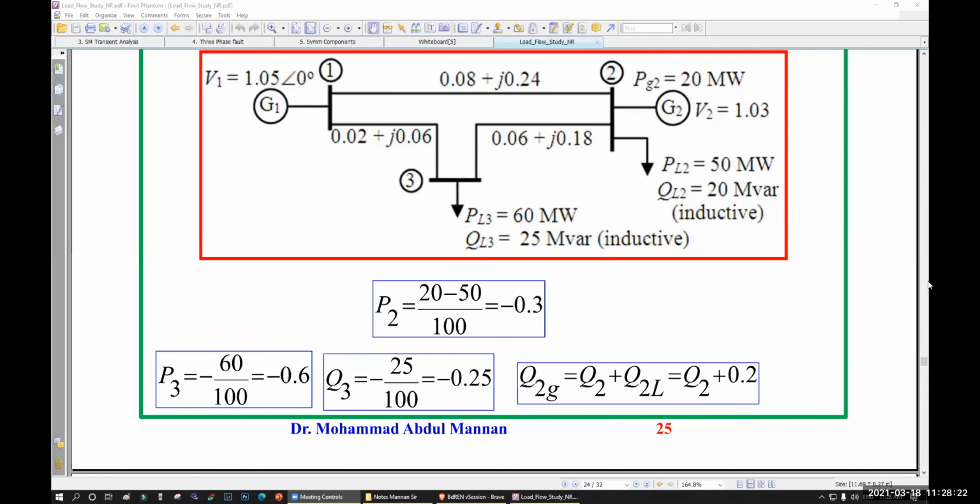Now, what are the things we have to assume? We have to assume delta 2, the angle here. How much angle do we have to assume?